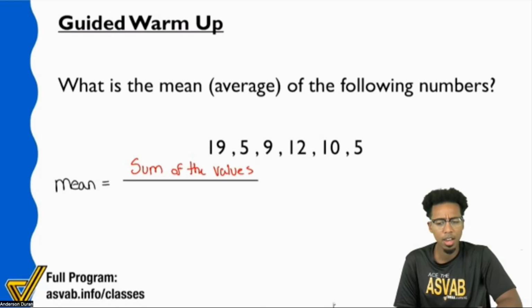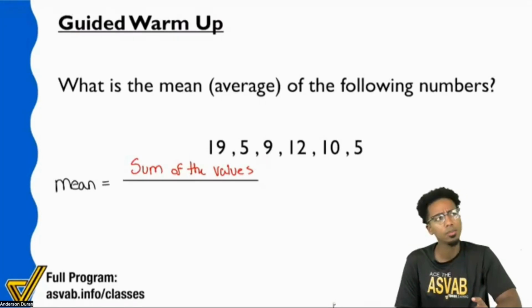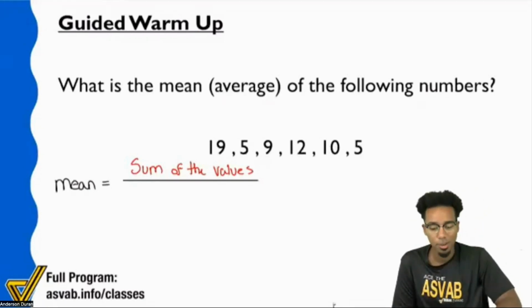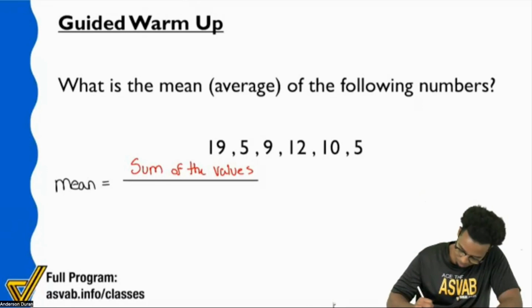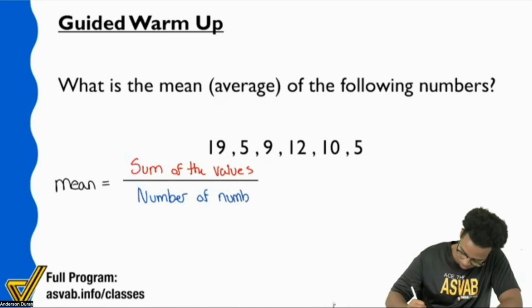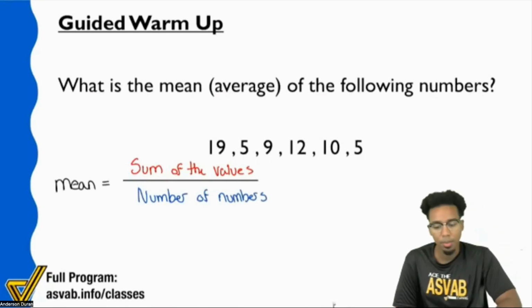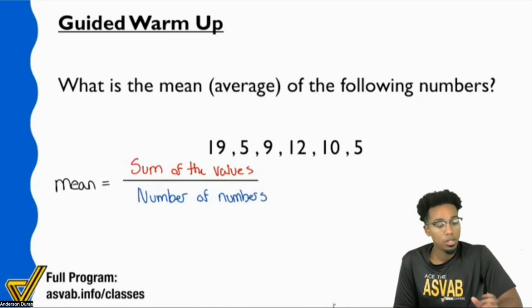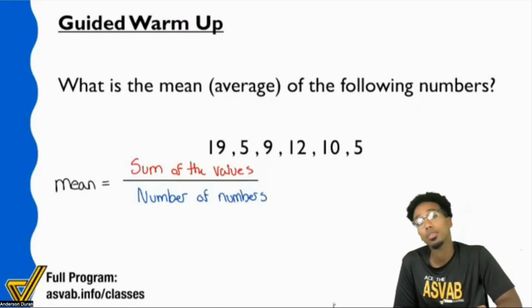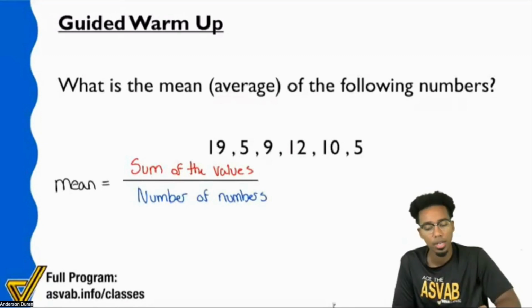What are we going to have in the denominator here? Because up top we had the sum. What did we write down in that formula? Yeah, the number of numbers. Exactly. The number of numbers. All right. So let's go ahead and let's plug and chug. This formula is actually very, very straightforward.